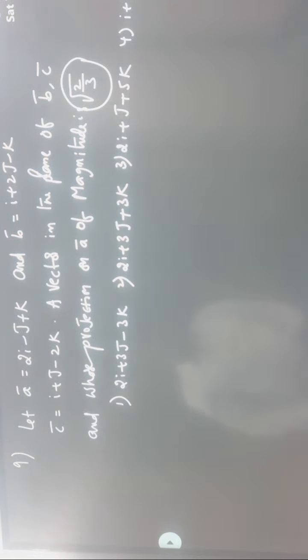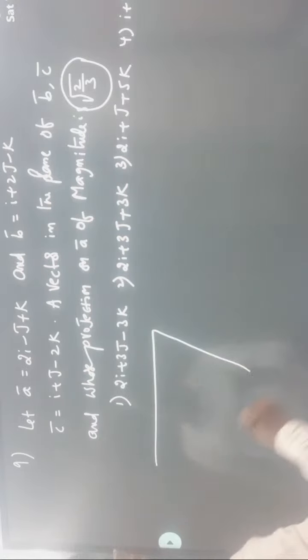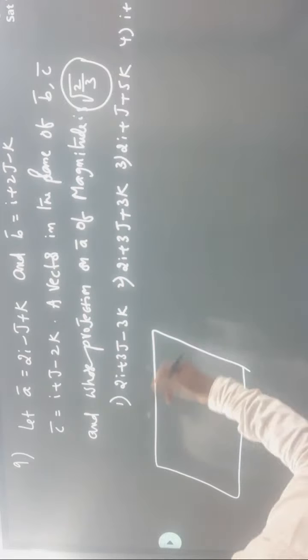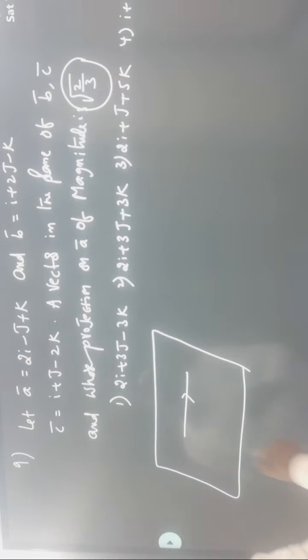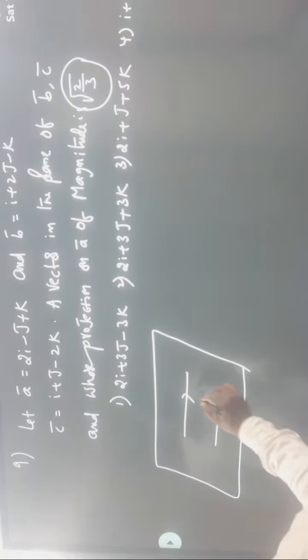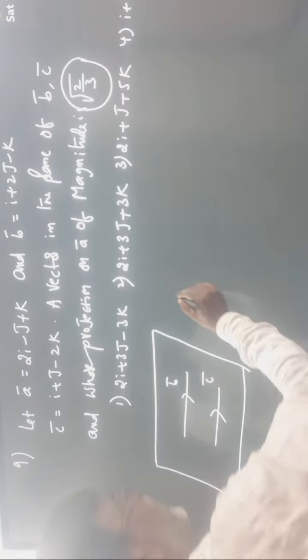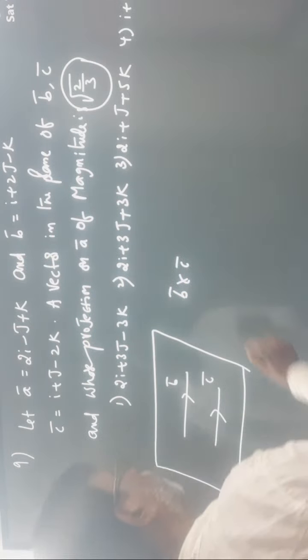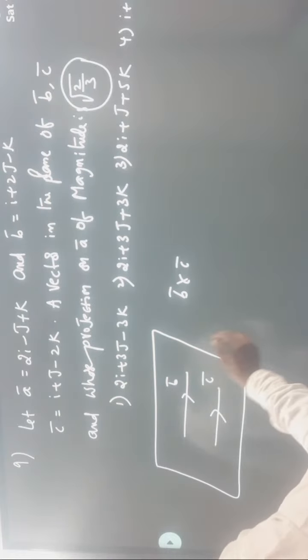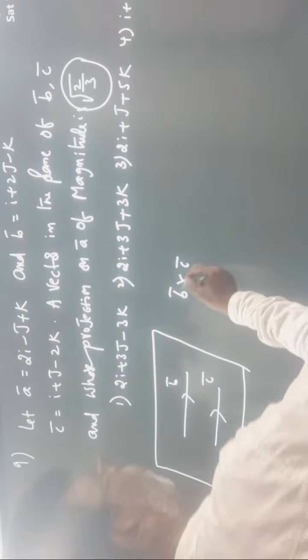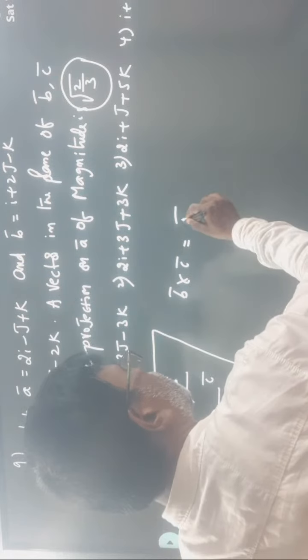So the main concept here is: a vector in the plane of b bar and c bar. Remember that b cross c is a vector perpendicular to both b and c. It is also perpendicular to our required vector. Suppose p bar is that vector.